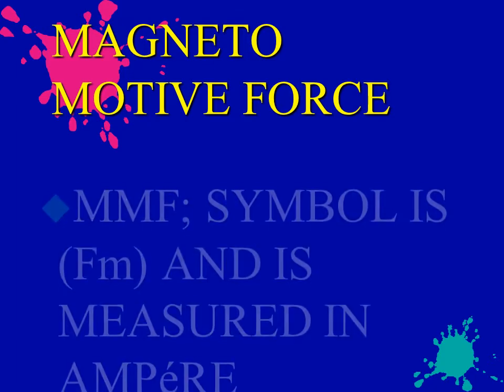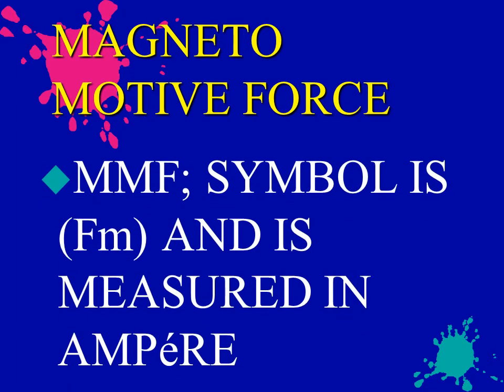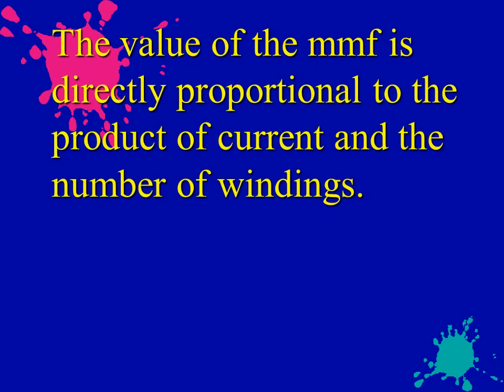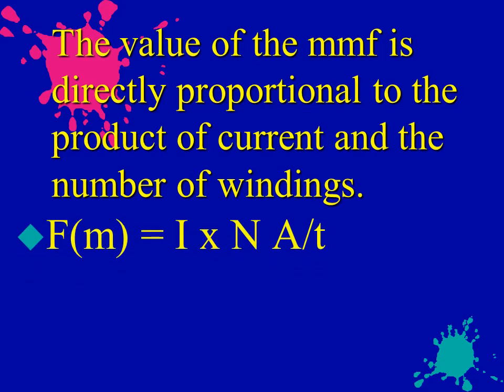What is a magnetomotive force? The symbol used for MMF is Fm and is measured in amperes. The value of the MMF is directly proportional to the product of current and the number of windings. Therefore, Fm equals I, which is the current, times N, the number of turns, measured in ampere-turns.